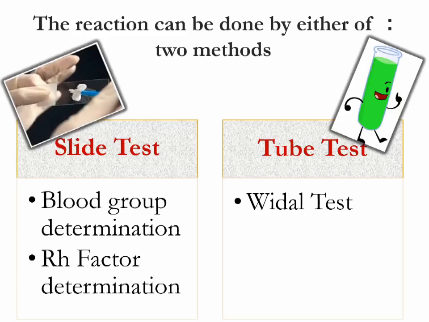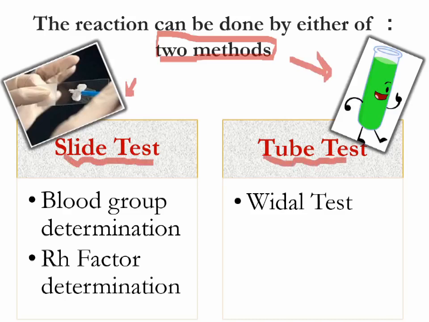So the agglutination reaction can be done by either of two methods. It could be done on a slide, or it could be done in a test tube. So that's why we have slide test and we have tube test. Slide test meaning that the test is performed on a slide, and tube test meaning that the test is performed in a test tube. For the slide test, we're going to study two things: the blood group determination and the Rh factor determination. And for the tube test, we're going to study the Vidal test.